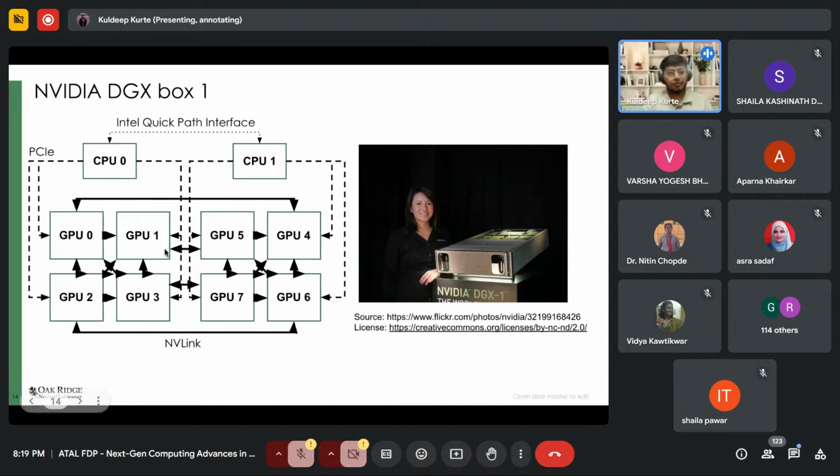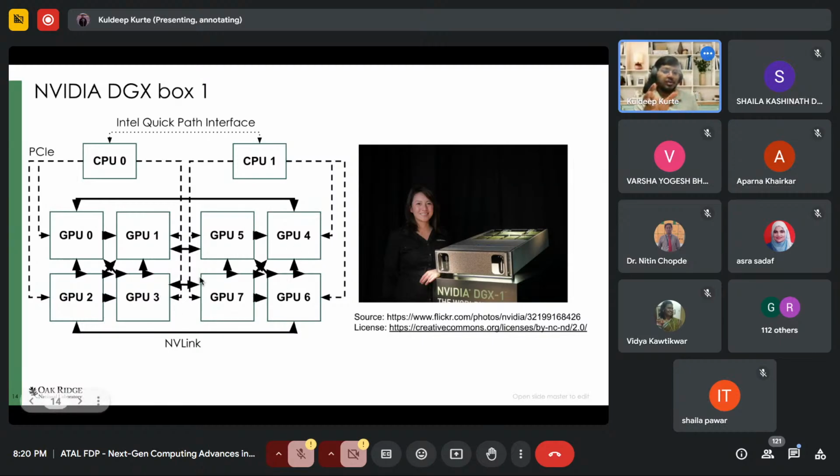So four GPUs were actually more closely connected to CPU 0, and the other four GPUs to CPU 1. And then all the GPUs are connected to each other through a fast interconnect called NVLink, NVIDIA link. The main point was these GPUs were Tesla V100, which was the cutting edge GPU available during the 2019-2020 timeframe.